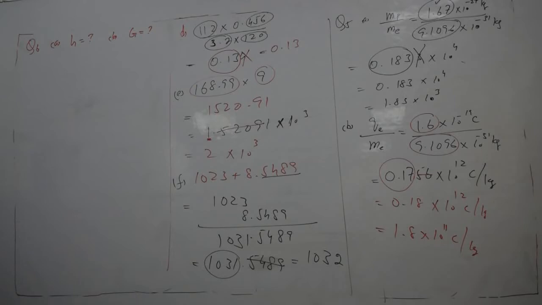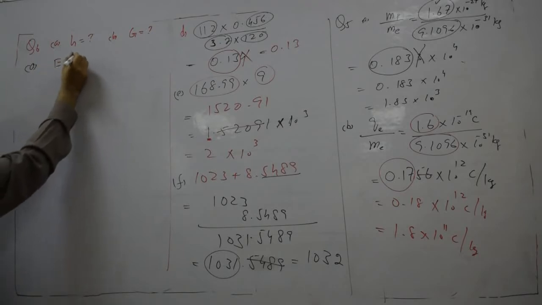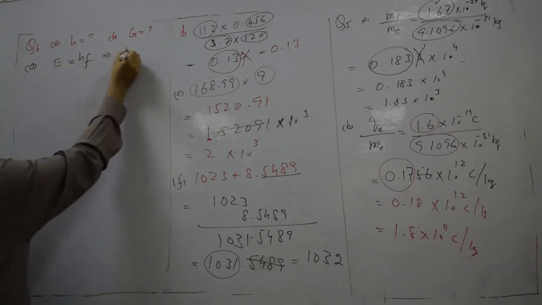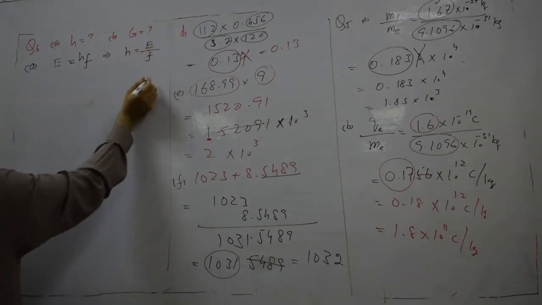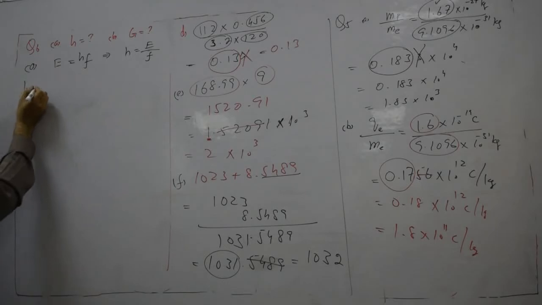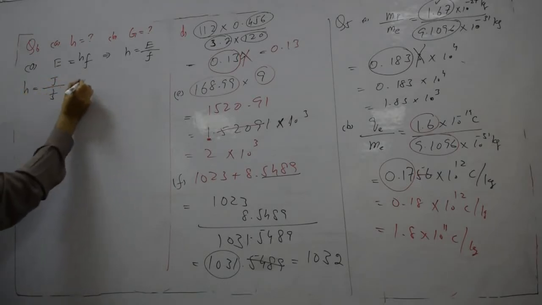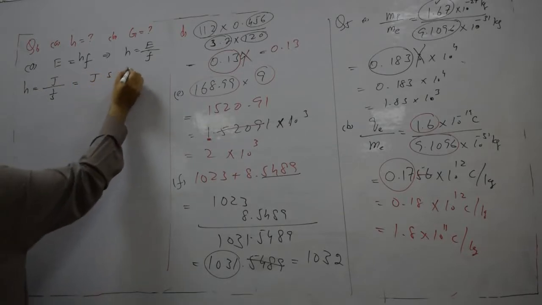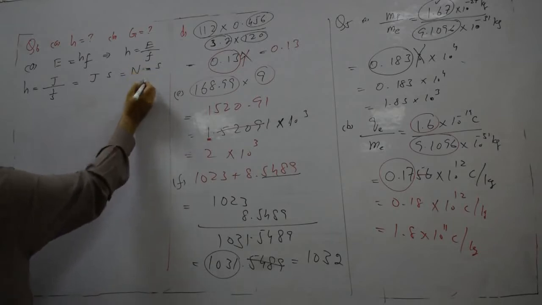Okay, so what is the formula of the Planck's? That is E is equal to hf. So h will be equal to E by f. Okay, so what is the unit for energy? That is joule. What is the unit for frequency? That is per second. Okay, so the unit is joule second. What is joule? Joule is equal to Newton meter. Second is as it is.